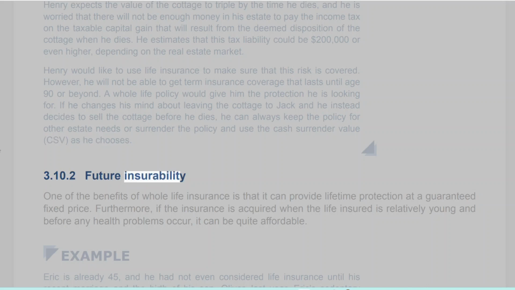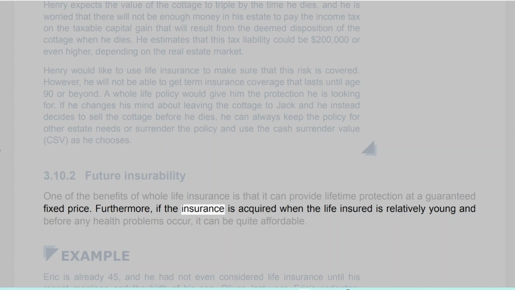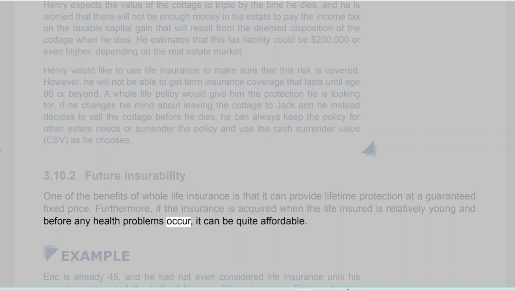3.10.2 Future insurability. One of the benefits of whole life insurance is that it can provide lifetime protection at a guaranteed fixed price. Furthermore, if the insurance is acquired when the life insured is relatively young and before any health problems occur, it can be quite affordable.